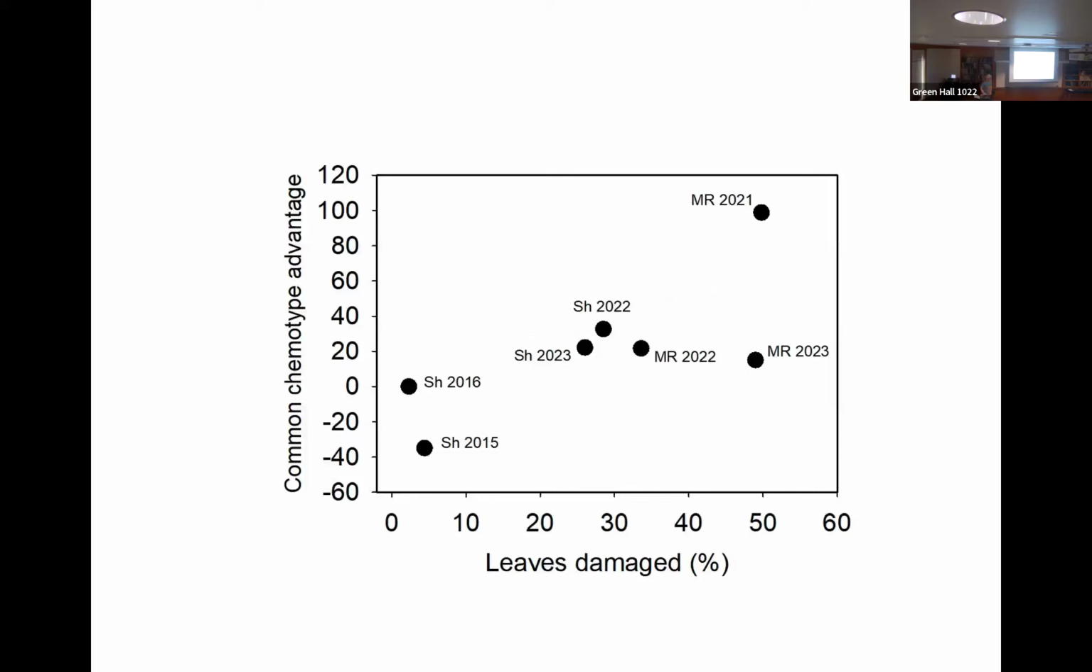At some of these sites, at Sagehen, these SH sites, and Mount Rose, we've gone back in a bunch of different years and measured the advantage to common chemotypes, and we find much the same kind of pattern: in those years when there is a lot of herbivory, it's good to be of the common chemotype. In those years when there's less herbivory, it doesn't matter, maybe it's even disadvantageous to be like everybody else.